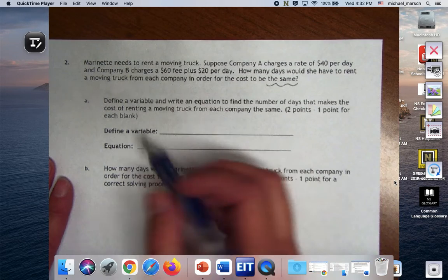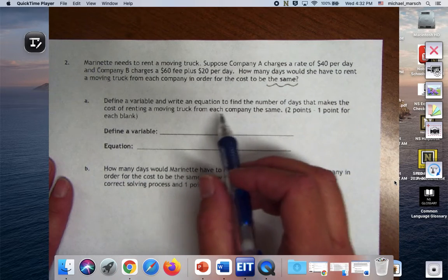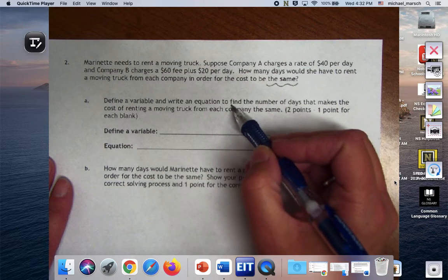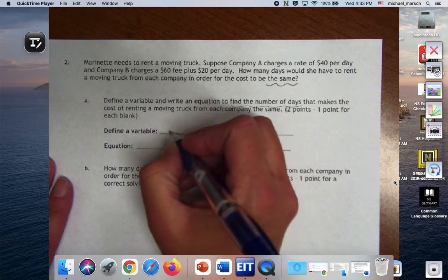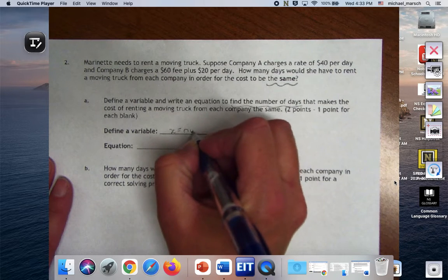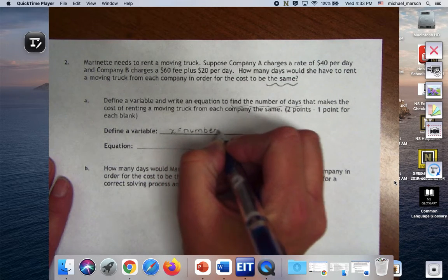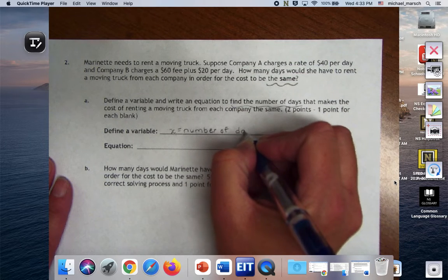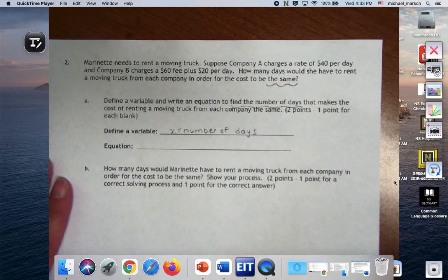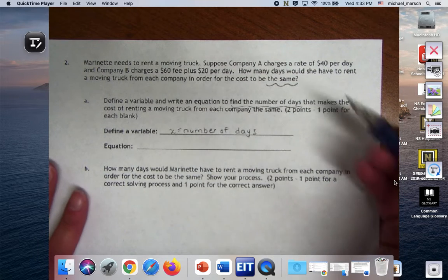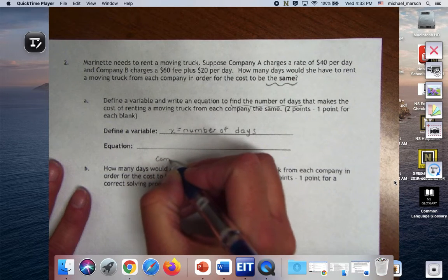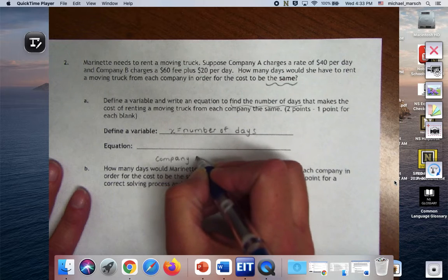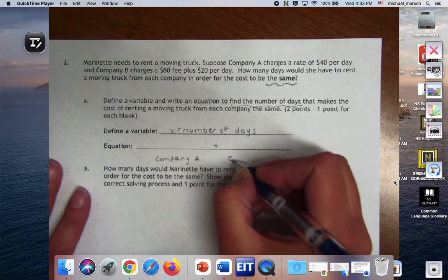So define a variable and write an equation to find the number of days. So x is going to be the number of days that makes the cost of renting a moving truck from each company the same. So I'm going to line this up. I'm going to have Company A equal to Company B.